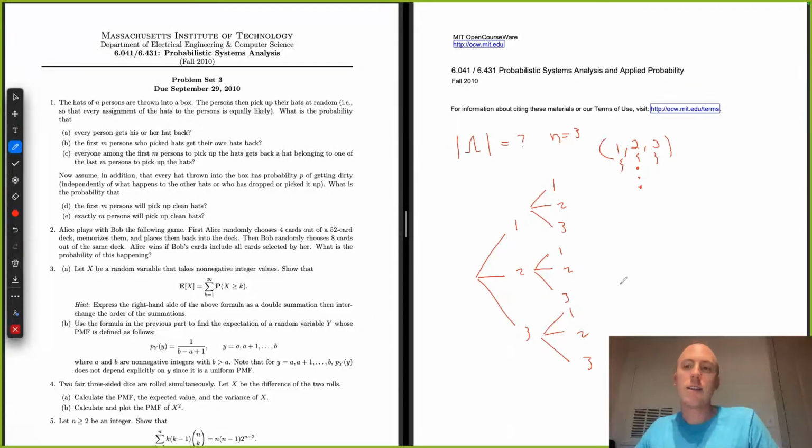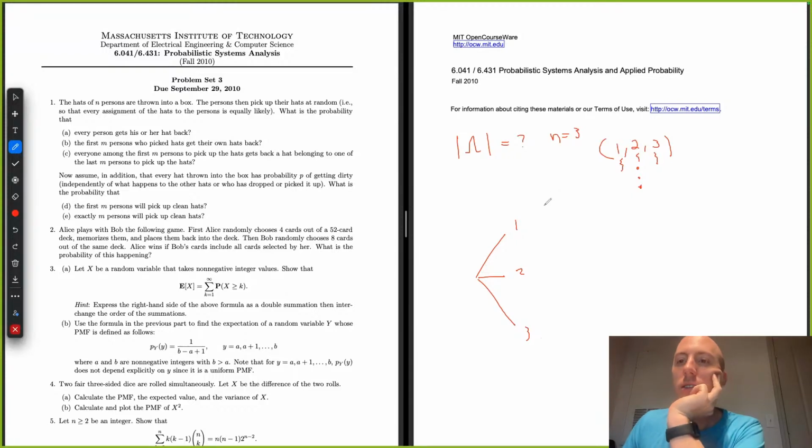But that's not the nature of this probabilistic experiment. Each person just picks their hat at random. It doesn't mention anything about replacement. So basically, once hat 1 gets picked, it's gone, and you can only pick hat 2 and hat 3 now. And here, if we picked hat 2, hat 1 is gone, so we could do 1 or 3. And here we pick 3, so 3 is gone, so we can do 2 or 3 in this case.